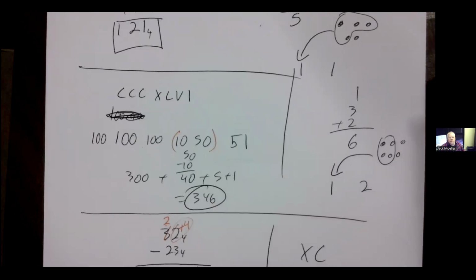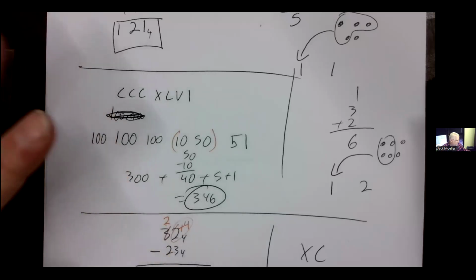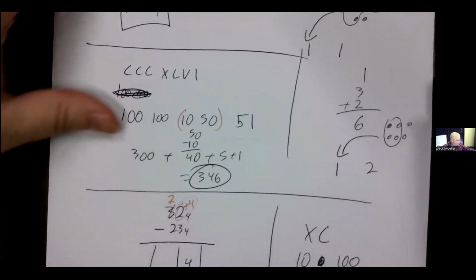On your test for 4.4, you're going to have Egyptian number systems, so know how to go both ways with Egyptian number systems. And you're going to have Roman numerals and have to go both ways. We started with Roman numerals and went to the Arabic. Let's do one where we go the other way.